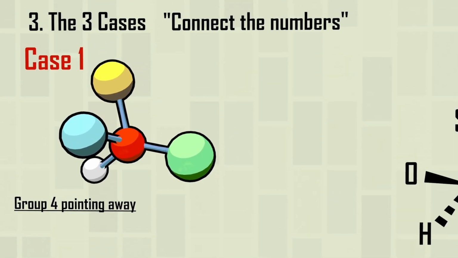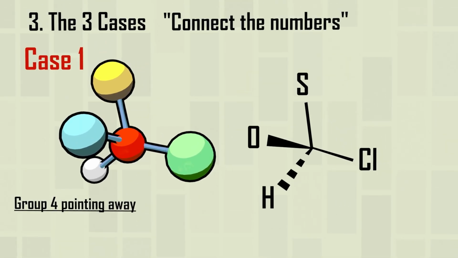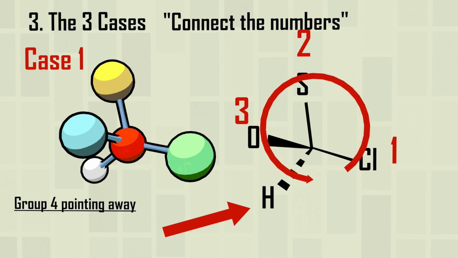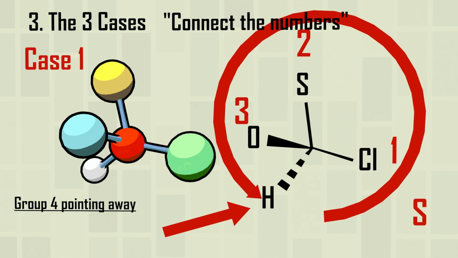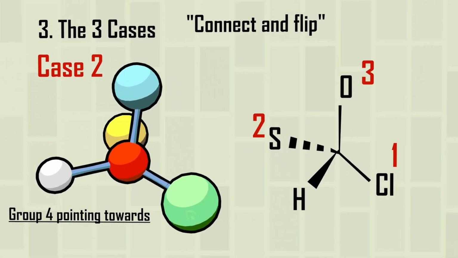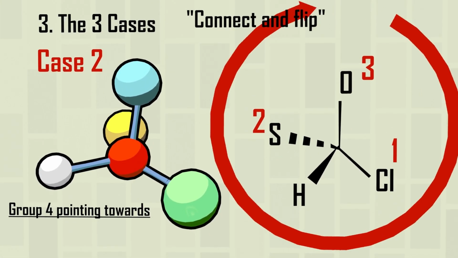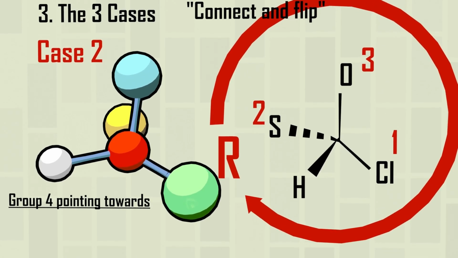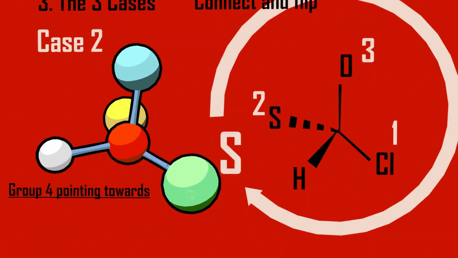I will now use a simpler depiction which you might be more familiar with, where group 4 is pointing away from the viewer. In this case, we check the direction of groups 1 to 3. It is counterclockwise, therefore we know it is S. In our second case, group 4 is pointing towards the viewer. Now we check its direction. Since it is clockwise, we know it should be an R. Keep in mind it is flipped, so it is S.